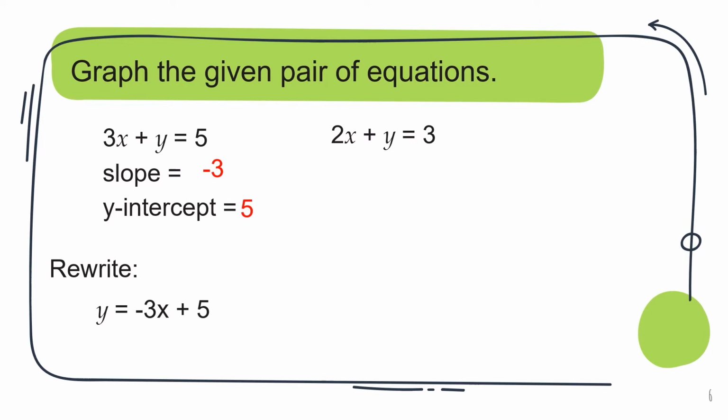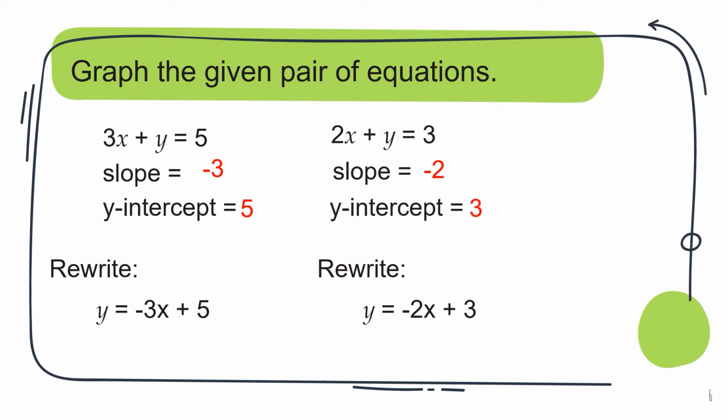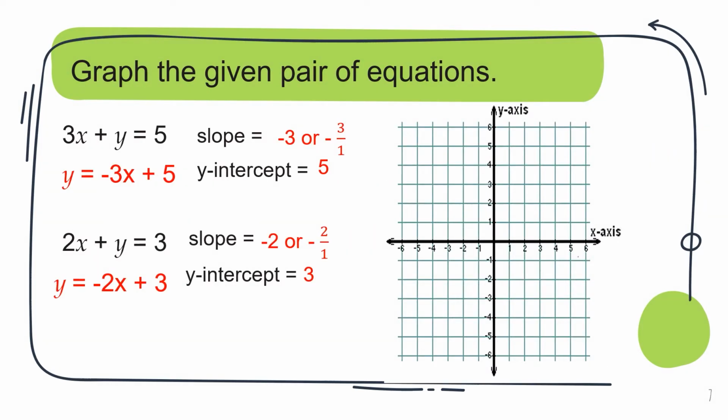And for the second equation, we have 2x plus y is equal to 3. Writing the equation, we have y is equal to negative 2x plus 3. Again, using the slope-intercept form, y is equal to mx plus b, the slope will now be negative 2 and the y-intercept is positive 3. Since we already have the value of the slope and the y-intercept, we are now ready to graph the given equations.